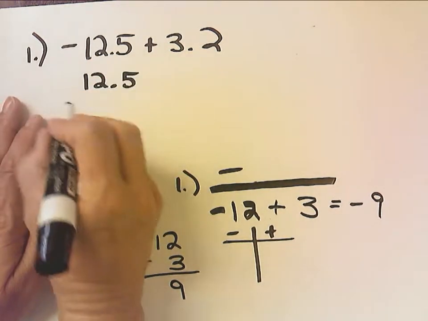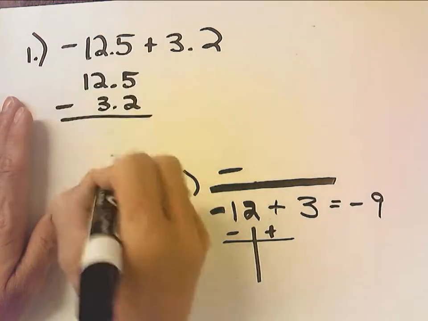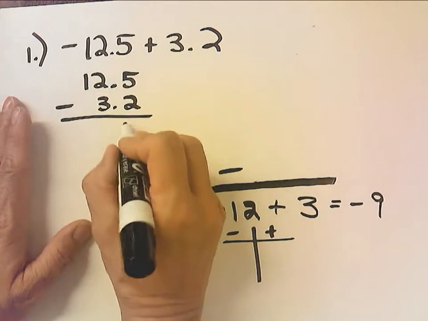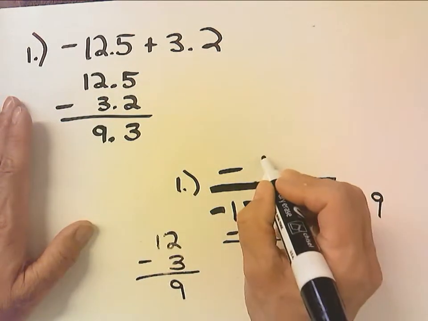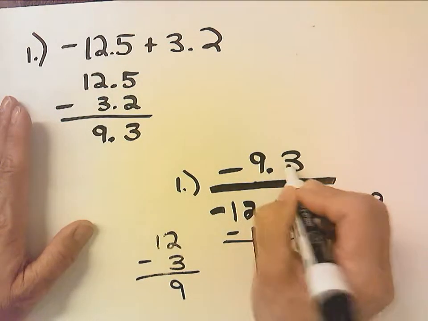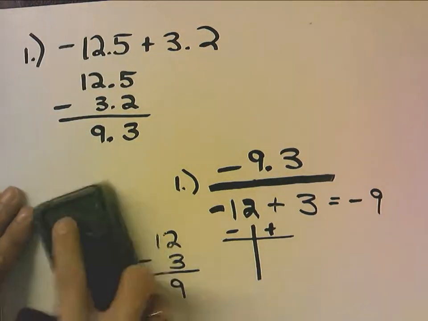which means with my decimal problem, I'm going to take 12.5, subtract 3.2, line up my decimals. 5 minus 2 is 3, 12 minus 3 is 9. So my exact answer is negative 9.3. Okay, very close to my estimate, so I feel good about that.